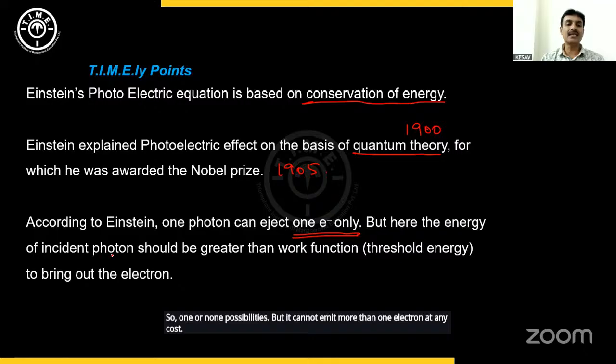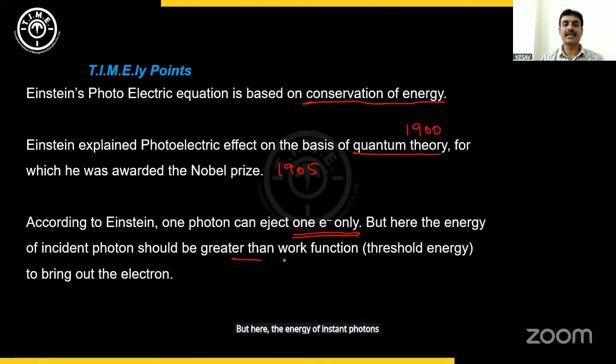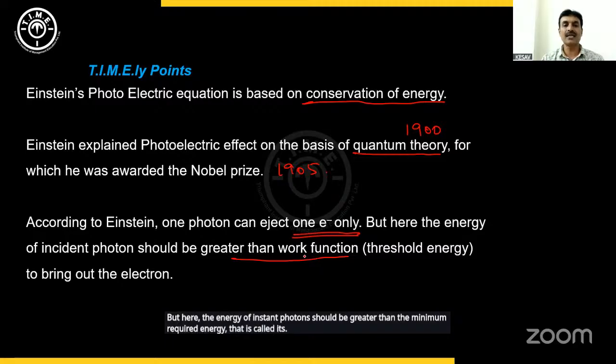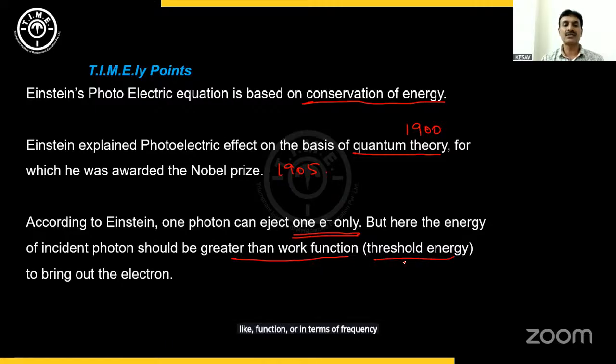But here the energy of the incident photon should be greater than the minimum required energy, that is called its work function, or in terms of frequency it is called threshold frequency, and in terms of energy work function is also known as threshold energy. If the incident energy is more than threshold energy or work function, then only photoelectric emission takes place. Right?